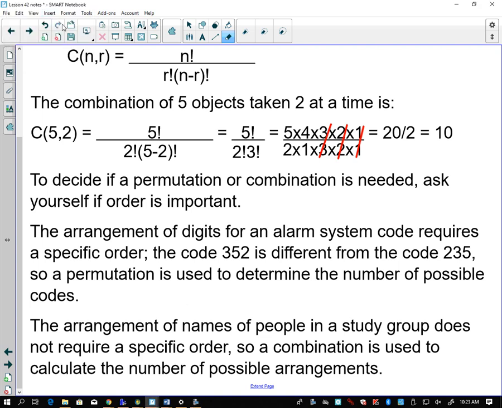All right, so the arrangement of digits on an alarm system code requires a specific order. The code 352 is different from the code 235, so permutation is used to determine the number of possible codes. The arrangement of names of people in a study group does not require a specific order, so a combination is used to calculate the number of possible arrangements.